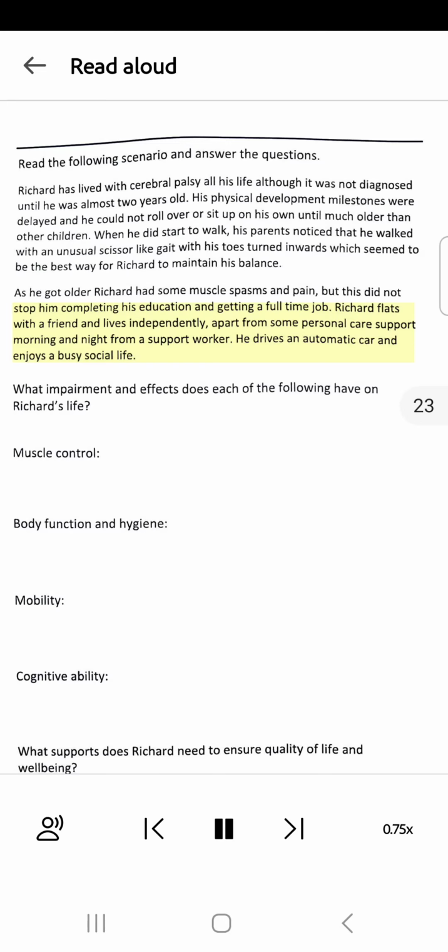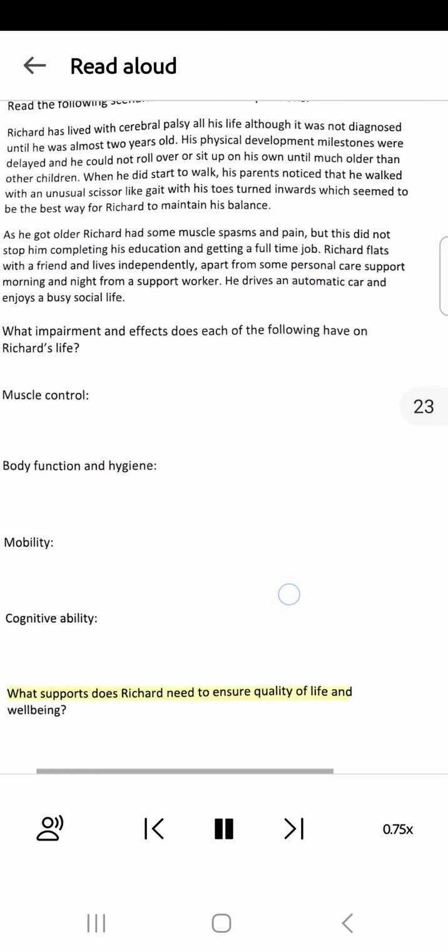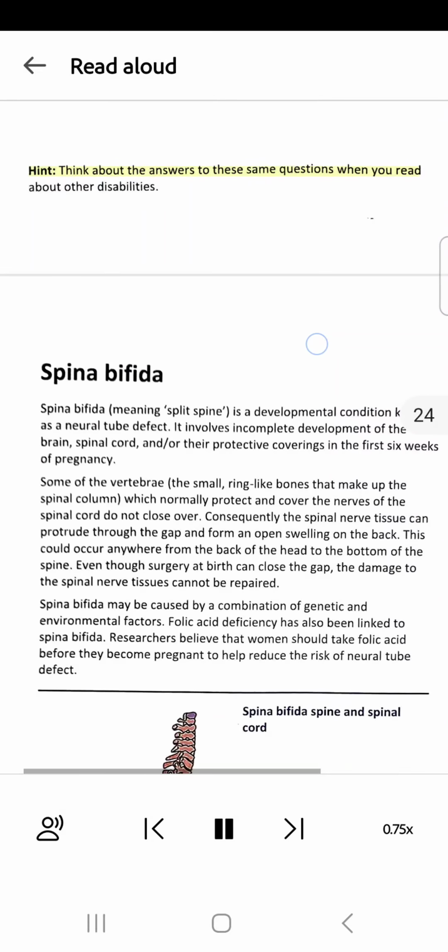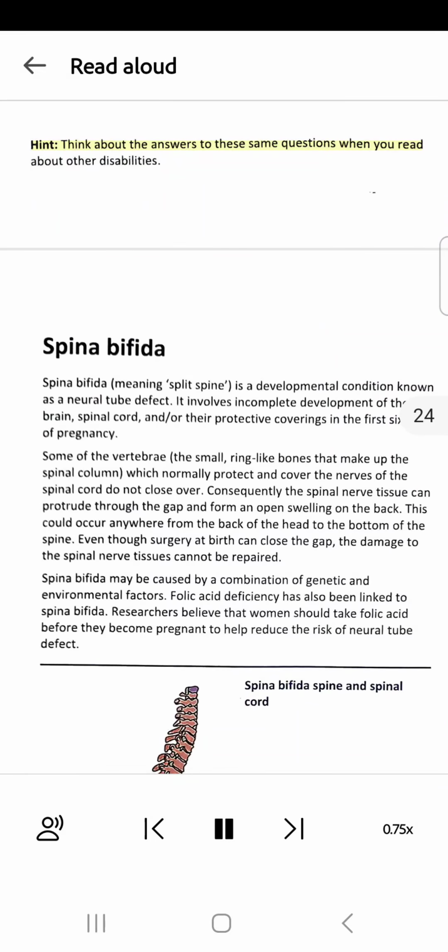He drives an automatic car and enjoys a busy social life. What impairment and effects does each of the following have on Richard's life? Muscle control, body function and hygiene, mobility, cognitive ability. What supports does Richard need to ensure quality of life and well-being? Hint: think about the answers to these same questions when you read about other disabilities.